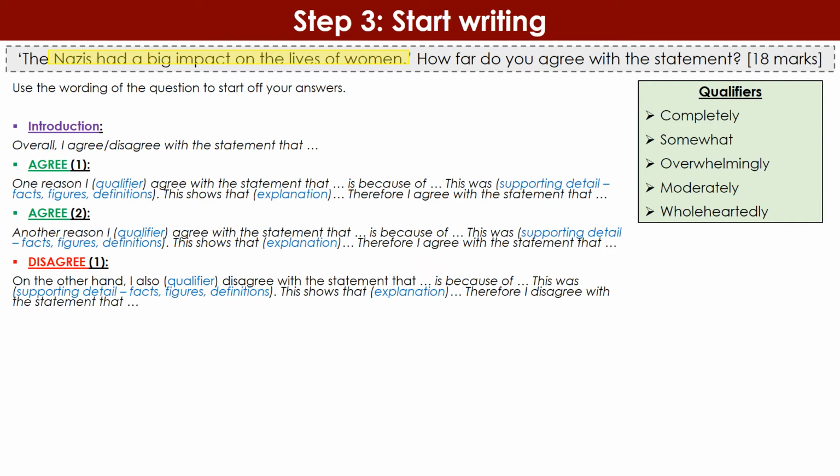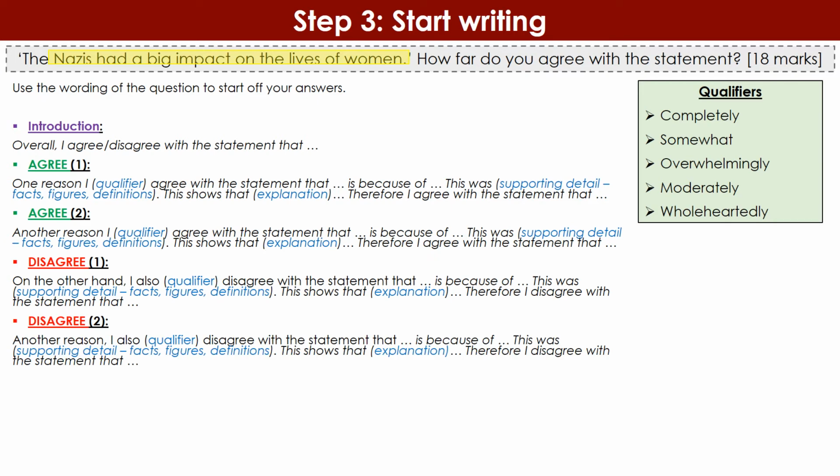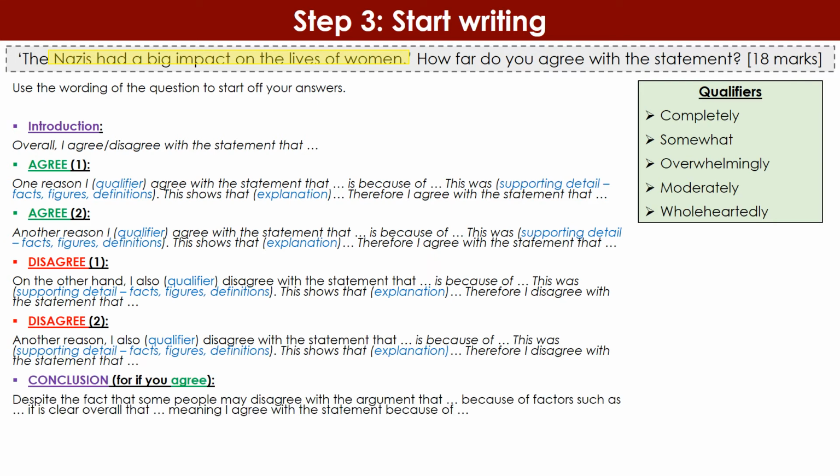Once we've done our agrees, you then need to switch sides and go on to disagree. So actually, on the other hand, I also somewhat, moderately, overwhelmingly disagree because of, identify an example, then provide some supporting detail, then explain what that shows us, then link it back to the question. Same again for the second disagree, and then you come on to your conclusion.